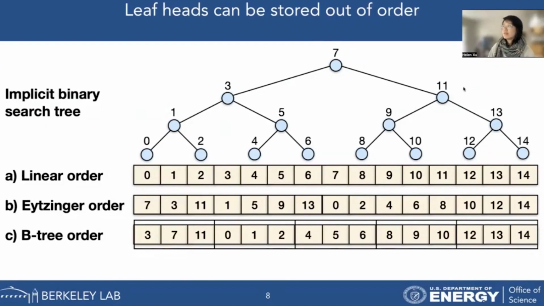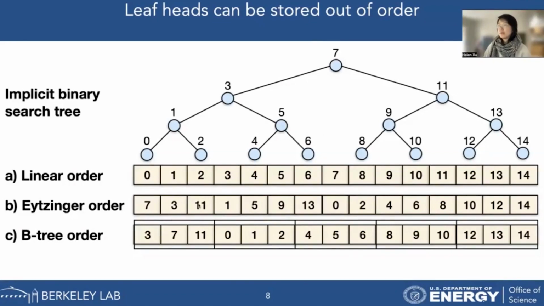And the next level of the tree is 3 and 11, so it stores 3 and 11 here. And then the next level after that is 1, 5, 9, 13. So we have 1, 5, 9, 13 here, and then the lowest level is the same idea. The reason that Eytzinger order is good is because when you do a search, you start at the beginning of the array, and the next step in the search is always the next chunk of memory that you're going to read. So instead of starting in the middle as in linear order, now we start at the beginning. And the next step of the search is either 3 or 11.